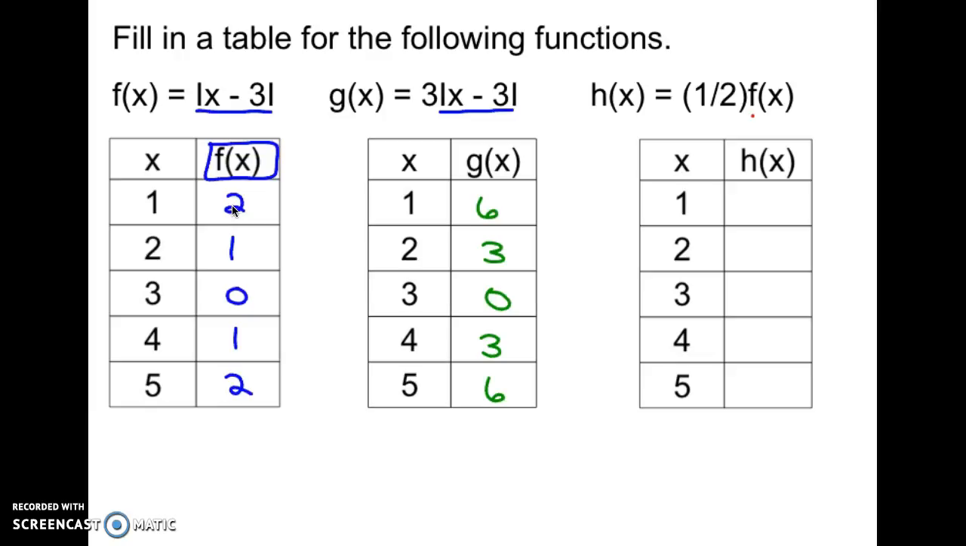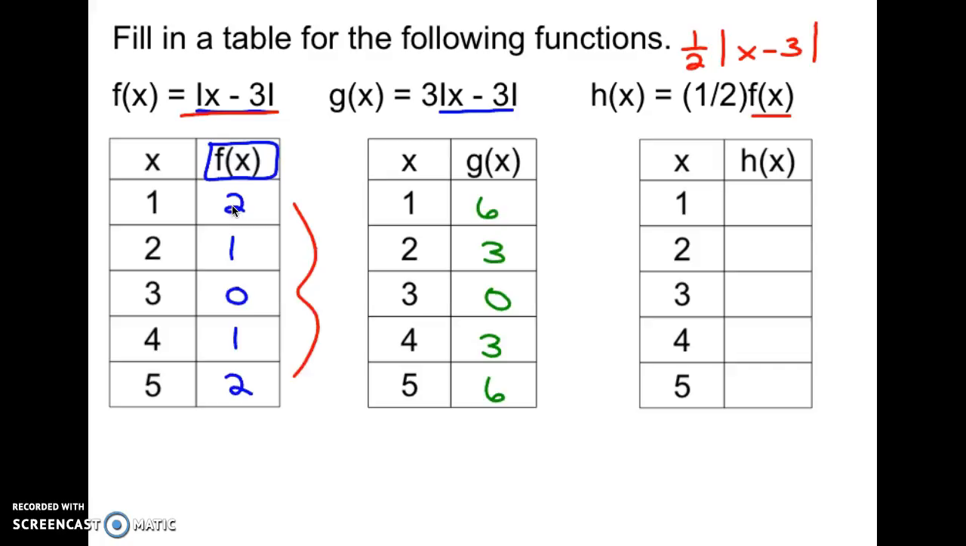Okay, notice how this has f of x in it. So what I'm simply going to do if I want to rewrite the function, I have a half in front, and then f of x we already know is this function at the beginning. So really this is the same thing as 1/2 times the absolute value of x minus 3. So again, if I go back to the original problem, I can just take half of each of these y answers right here, and go ahead and fill them in.